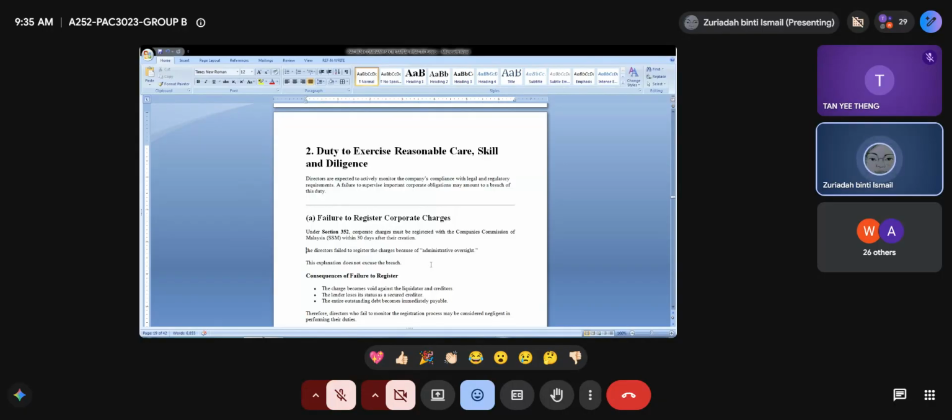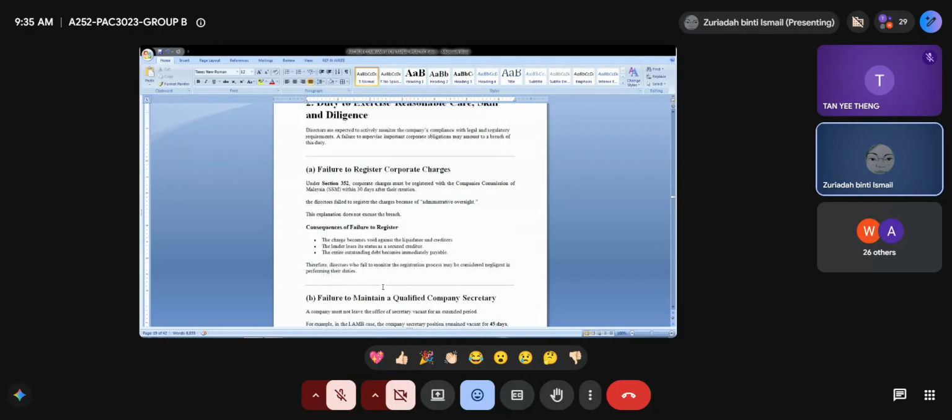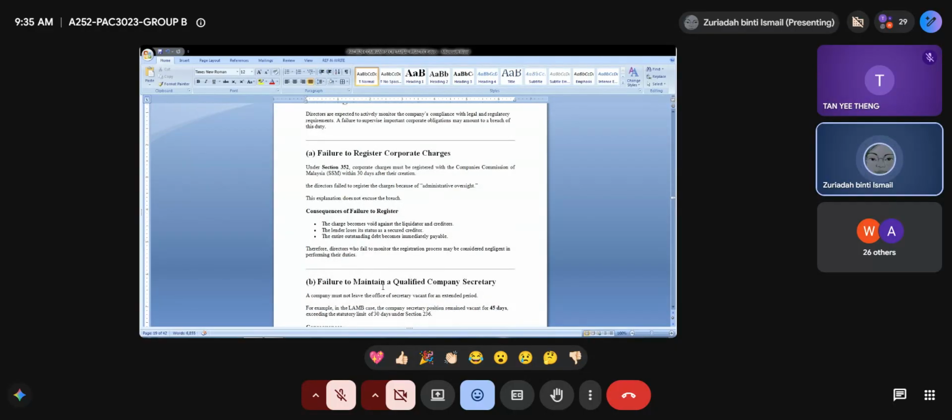There is no reason, there are no excuses, because they failed to comply with the section in the company constitution. So what are the consequences? These are the three consequences. Failure to maintain.